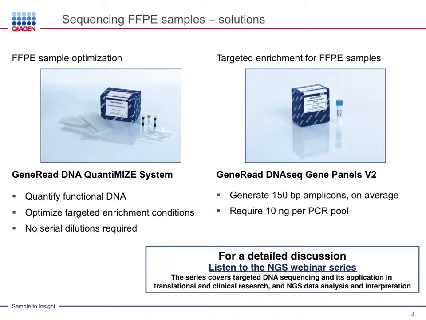The GeneRead DNA Seq panels enable targeted DNA sequencing by multiplex PCR. Two features make these panels unique. They use small amplicons of 150 base pairs on average. They require only 10 nanograms of DNA per PCR pool, which means that a two-pool panel will need 20 nanograms of DNA in total per sample. This is in contrast to hundreds of nanograms if other targeted enrichment technologies are used or whole exome sequencing is applied.